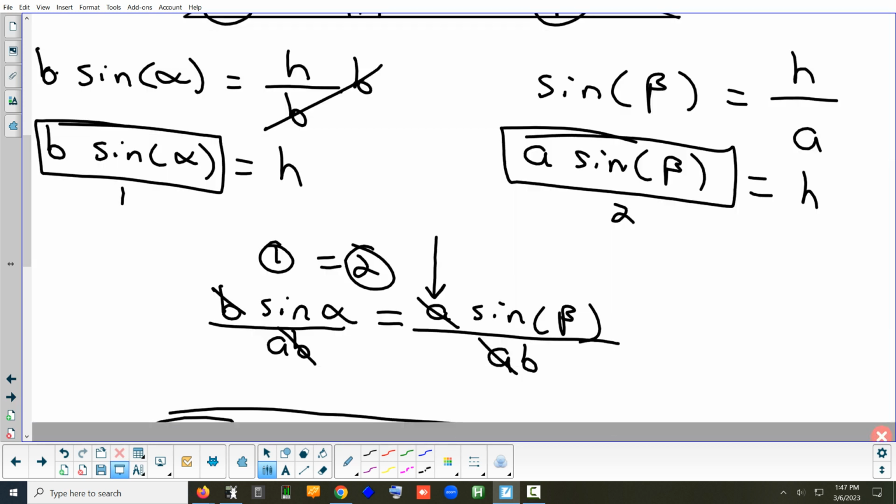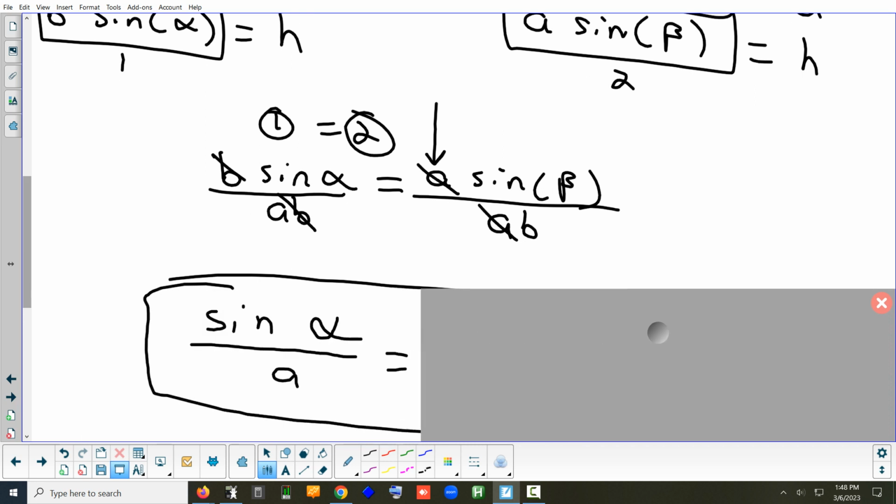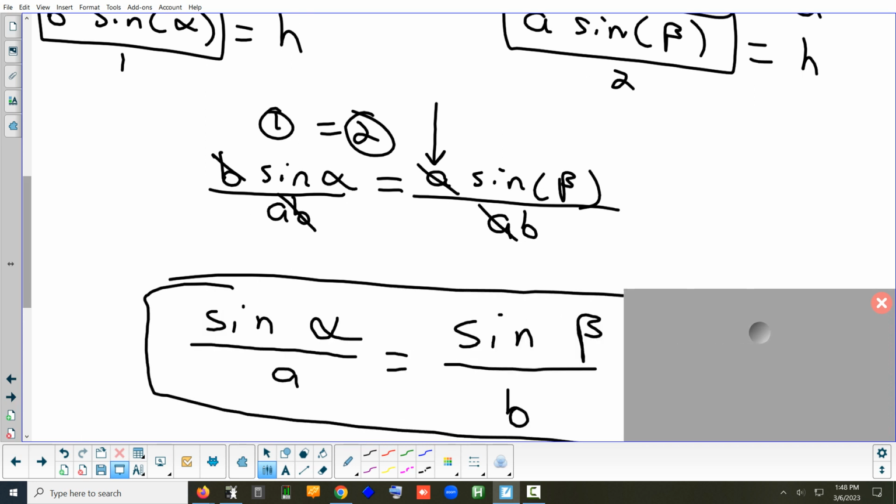So you end up with this: sine of alpha over A equals sine of beta over B. And that is the law of sines. I told you it would be two fractions equal to each other.